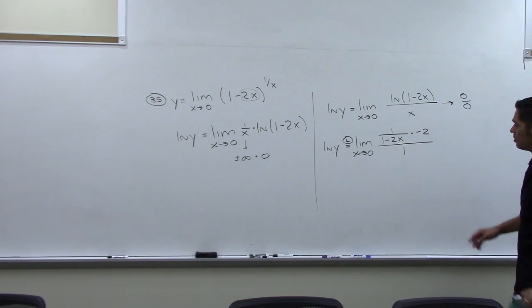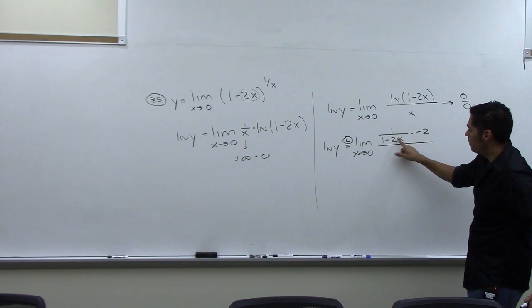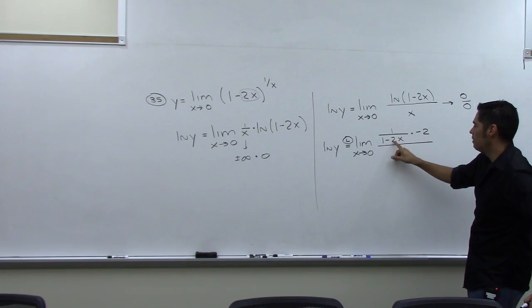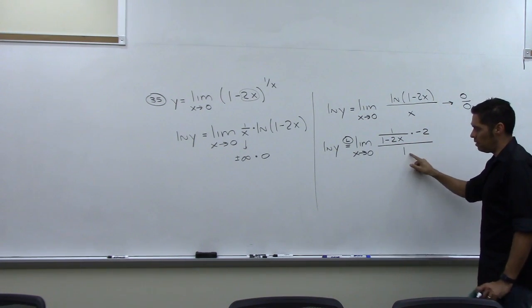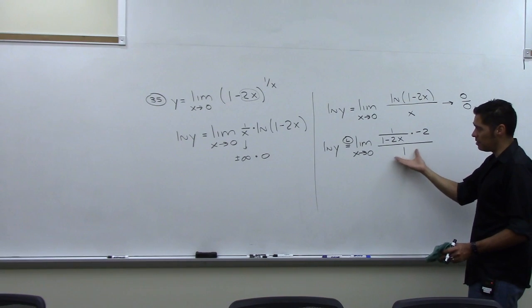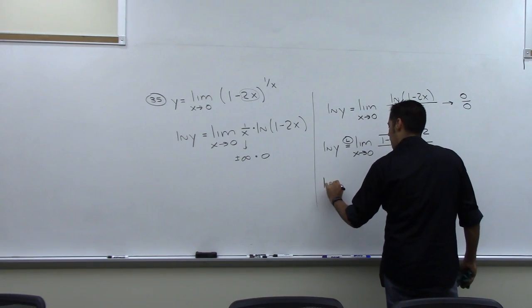And now if I let x go to 0, that's 0. So you get 1 minus 0 is 1. 1 over 1 is 1. 1 times negative 2 is negative 2. Negative 2 over 1 is negative 2. So this limit, when we let x go to 0, this whole side over here becomes negative 2.